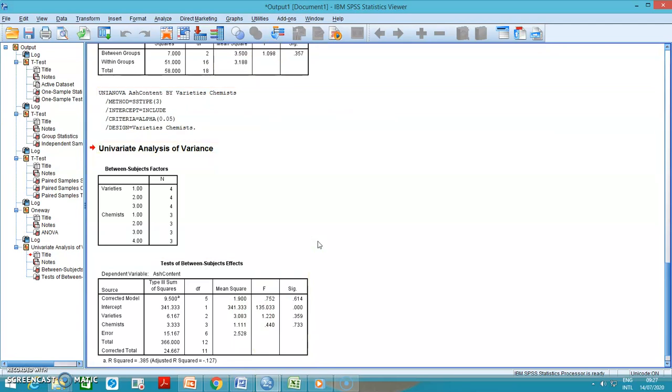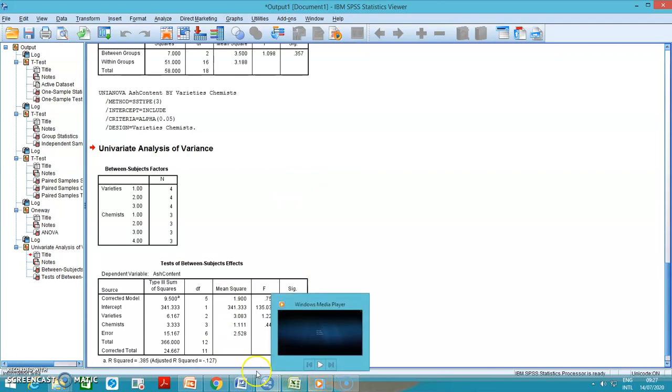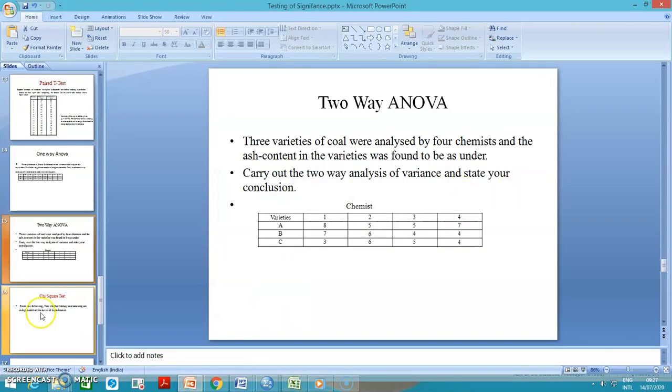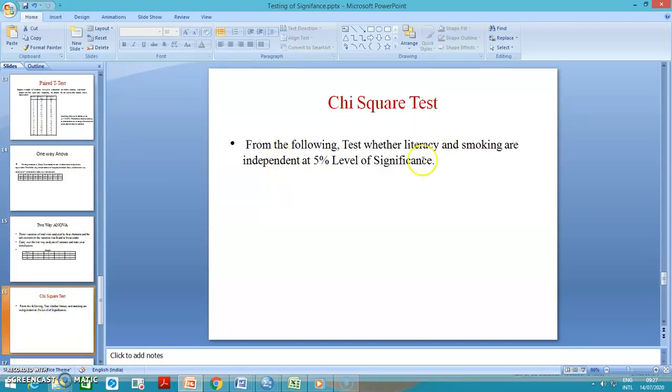It is exactly similar to CRD and RBD. In the next videos, we will give a better picture of these things when we deal with agriculture examples. And the last one is the chi-square test. It is a non-parametric test.